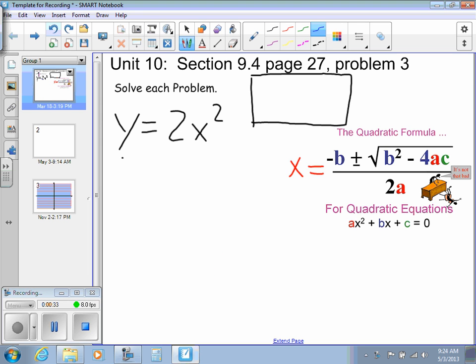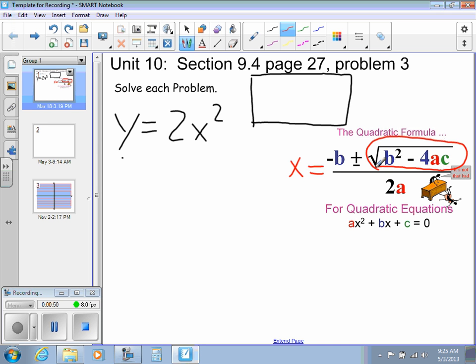Okay, now let's take a look at our quadratic formula. It really has two parts. First, there's this part right here, which is known as the determinant. It tells us how many solutions we're going to get.